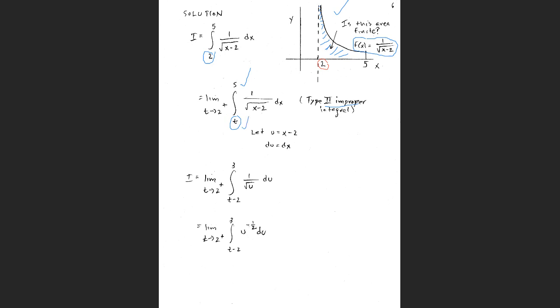Okay, and then I'm going to compute this definite integral, and then take the limit as t approaches 2, but as it approaches 2 from the right side, right? Because we're approaching 2 from the right side.